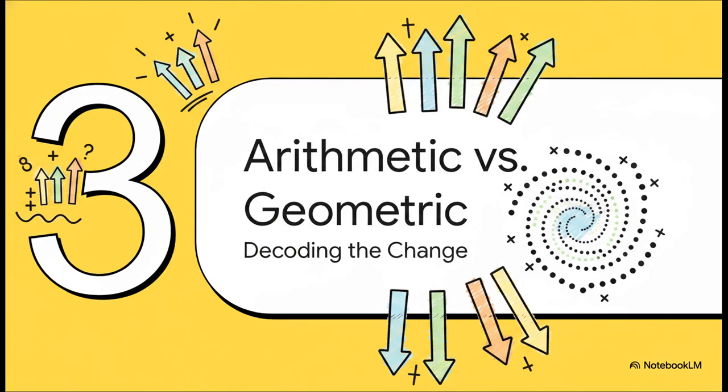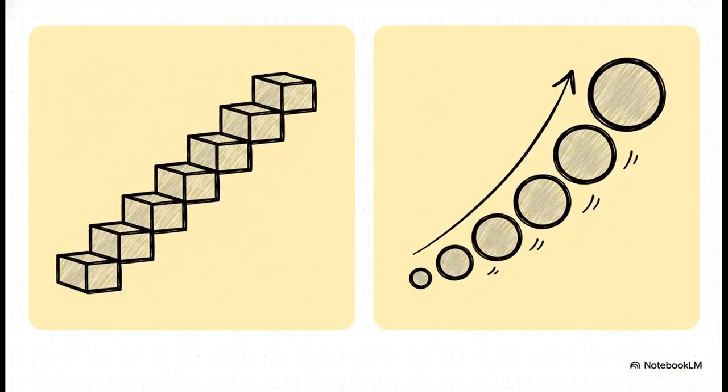All right, Section 3, arithmetic versus geometric, decoding the change. Okay, this is the core of our lesson today. We know what a sequence is, but now we need to figure out exactly how it's growing. Let's put our 2 main suspects side by side. Over on the left, we have arithmetic sequences. These grow by adding or subtracting the exact same number each time. To test for this, you just take a term and subtract it from the one right after it. If that difference is always the same, boom, it's arithmetic.